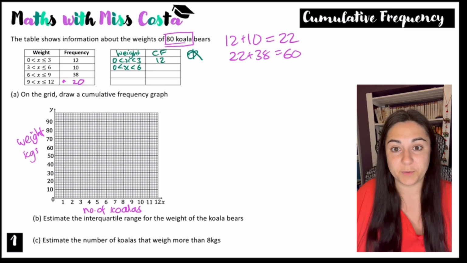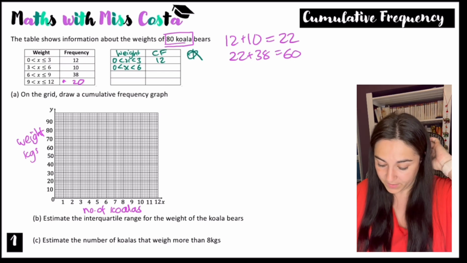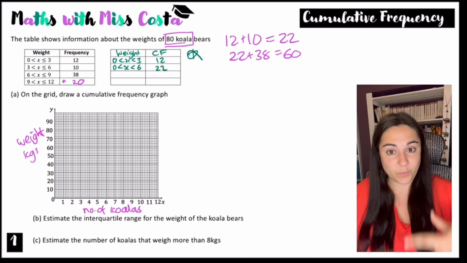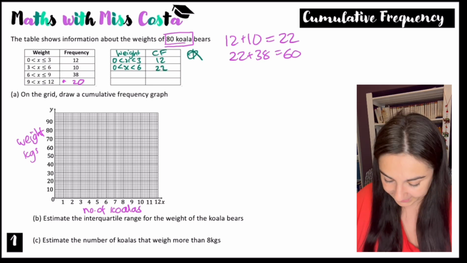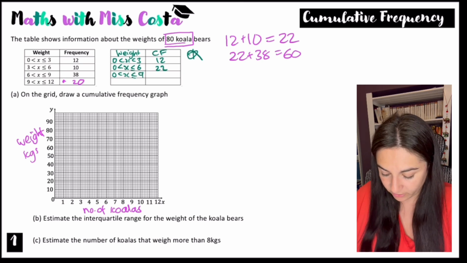So that's the whole point of cumulative frequency. It's the whole total, the running total of everything so far. So 12 plus 10 is 22. So in total, there are 22 koala bears that weigh between 0 and 6. You continue it. So how many are between 0 and 9 kilograms?